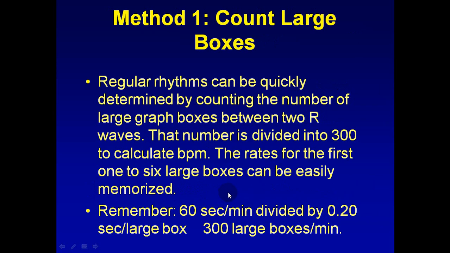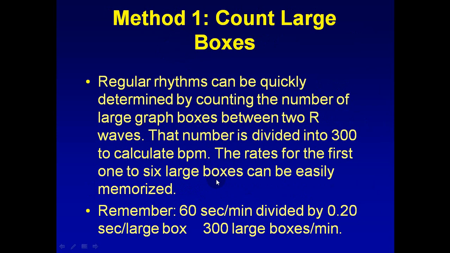So if it is regular, method 1: if the heart rhythm is regular, the rate can be determined very quickly by counting the number of large graph boxes between RR waves. We find 2 RR waves, count the large boxes, then divide 300 by that number. So we will find the beats per minute.